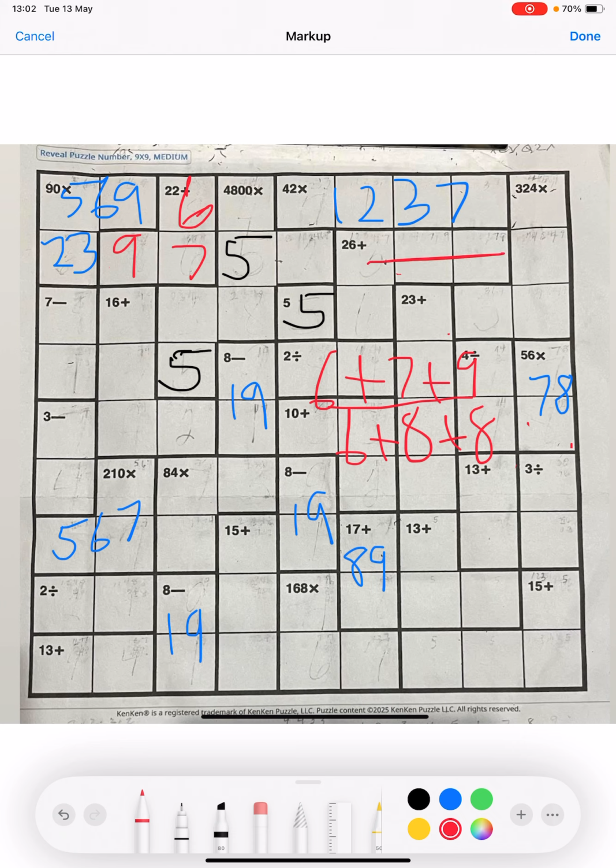But what effect would that have on the 26 cage? So the most I could have here would be, I've got 5, 7, 9, so 8 and 6 and 4 would be the most I could have there. Which means I would need an 8 or more there, but I've already got an 8 in that column. So I can rule out 6, 7 and 9 from this 22 for that reason.